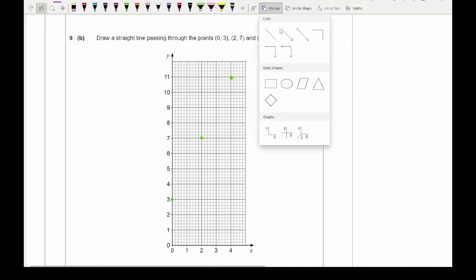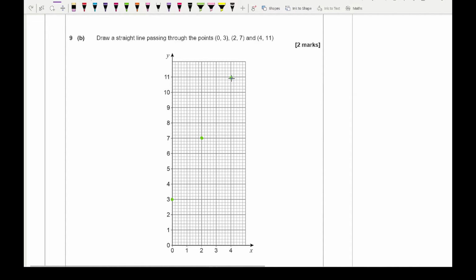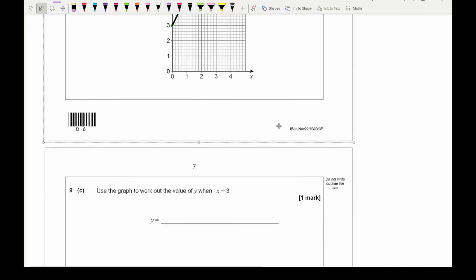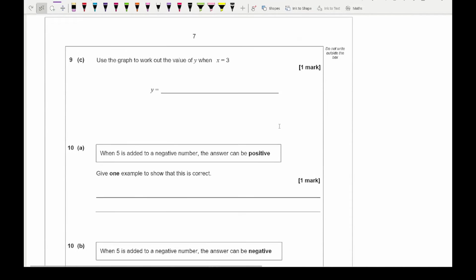Then with a ruler, you want to draw a line connecting through each of those points. Make sure you are going through each of the points and that you are drawing a line, because the question does specify to draw a line. When drawing a line on a graph, I always recommend students go right to the edge of the graph paper on the exam paper. So don't just go up to 4, 11, go all the way across. Obviously, you don't need to go beyond the grid onto outside the paper.